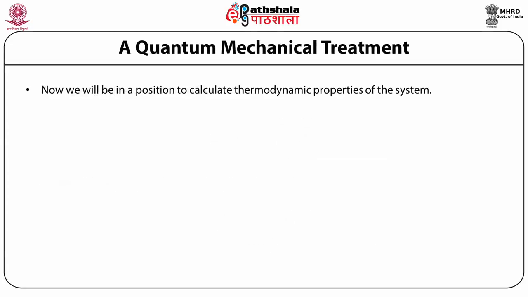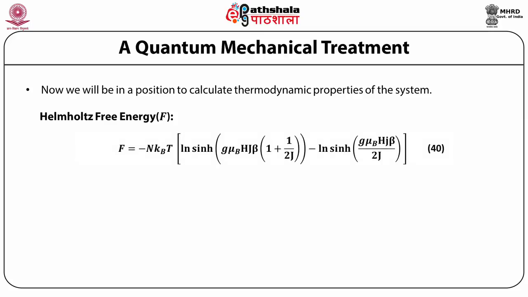Now we will be in a position to calculate the thermodynamic properties of the system. Let us calculate first the Helmholtz free energy F. F = −N k_B T multiplied by [log sinh(g μ_B H J β (1 + 1/2J)) − log sinh(g μ_B H J β/2J)].